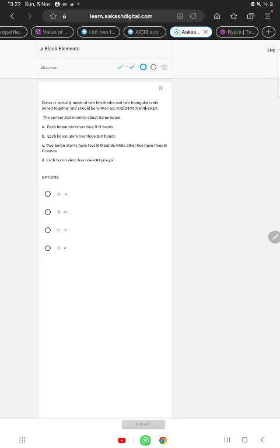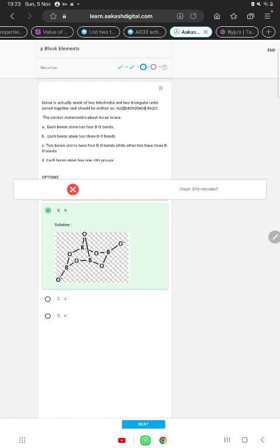Borax is actually made up of two tetrahedra and two triangular units joined together and should be written as such. The correct statements about borax are: each boron atom has 4 B-O bonds, each boron atom has 3 B-O bonds, 2 boron atoms have 4 B-O bonds, while 2 boron atoms do not, each boron atom has OH group. So it is going to be AD. AD option is there. So option B is there. Each boron atom has 3 B-O bonds.